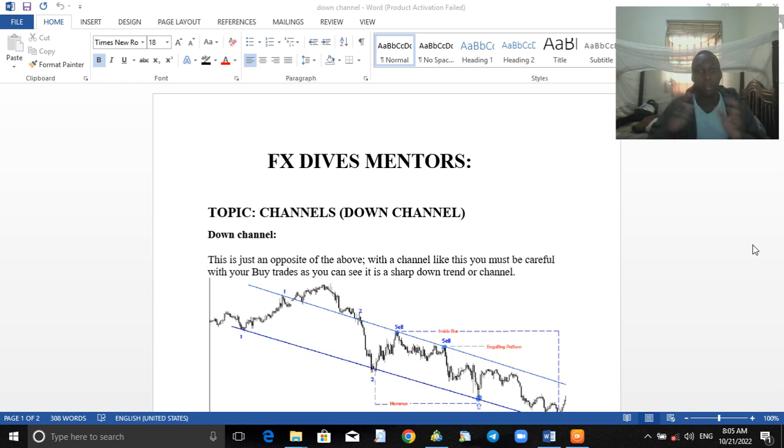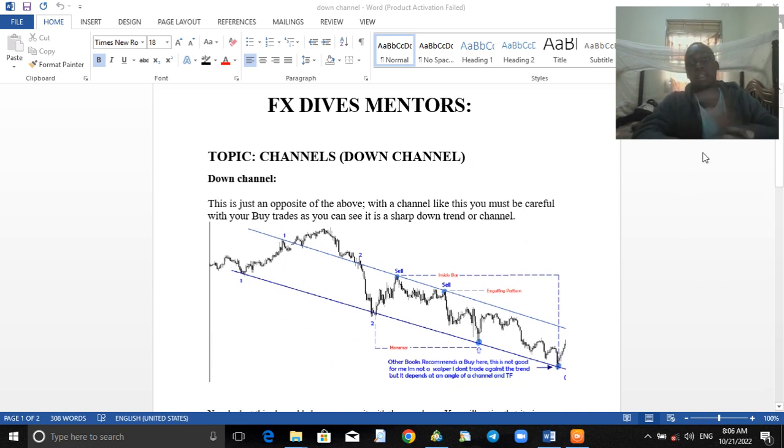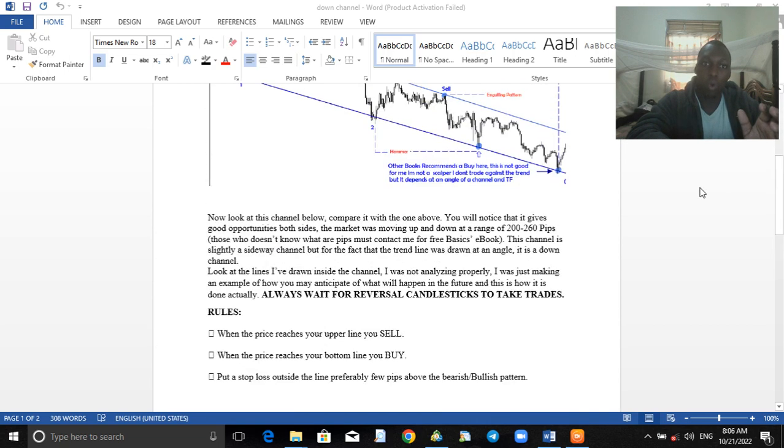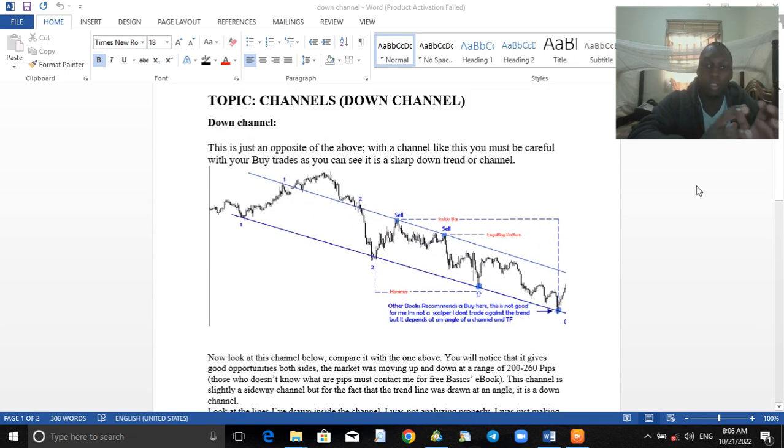Now, these lower highs and lower lows, we are going to try to connect by getting our resistance trend line and our support trend line. After getting the resistance trend line and our support trend line, it will help us to spot all these movements of these channels and try to get perfect entries on where to buy or sell.